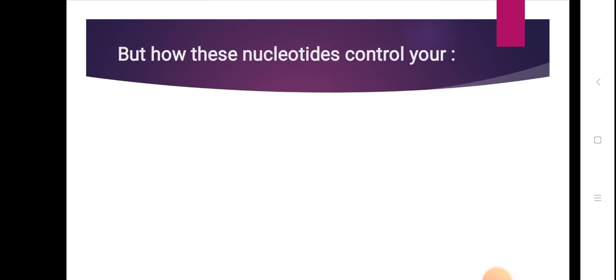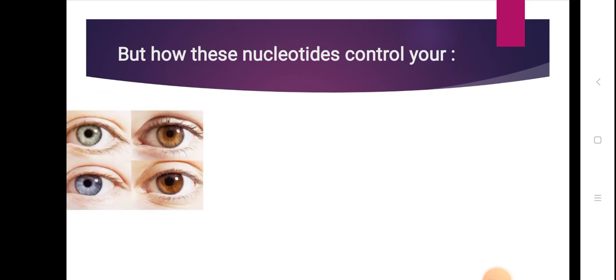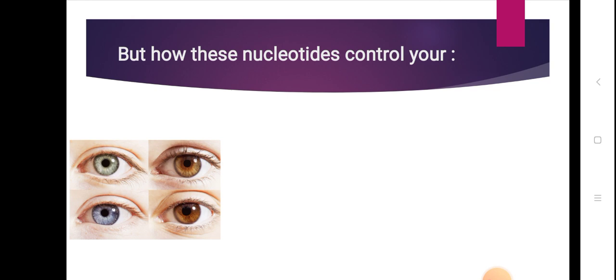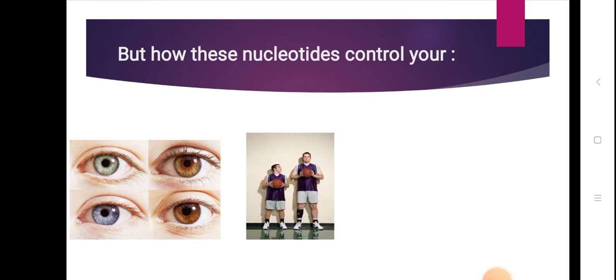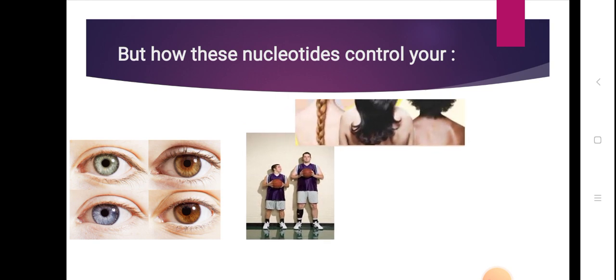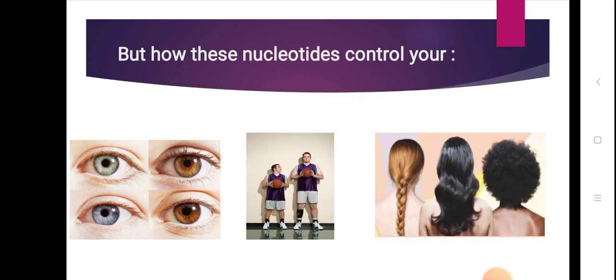So we want to know how these nucleotides control your eye color, brown, green, or blue. Also, how these nucleotides control that you are tall or short. How these nucleotides control your hair color. What is the relation between these traits and DNA? Okay?